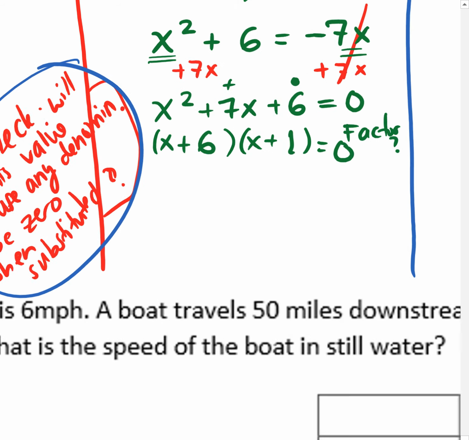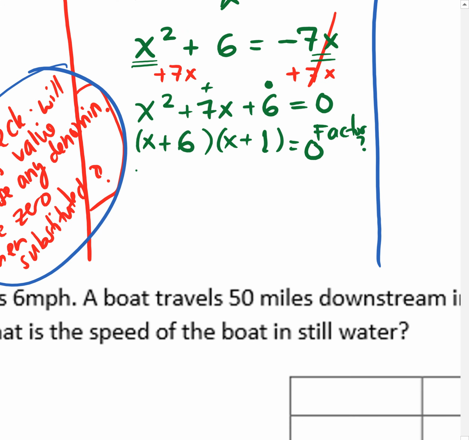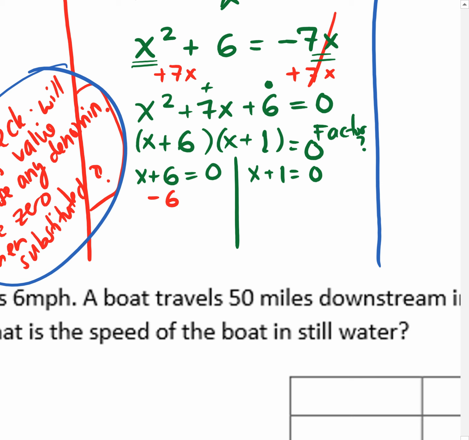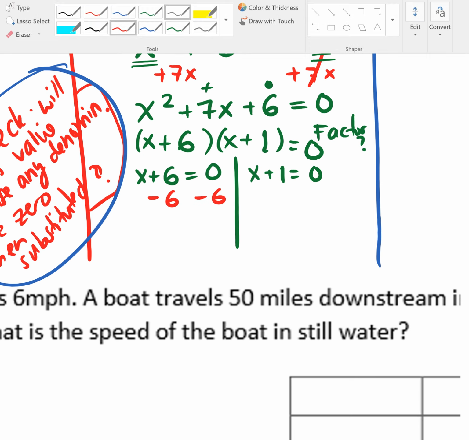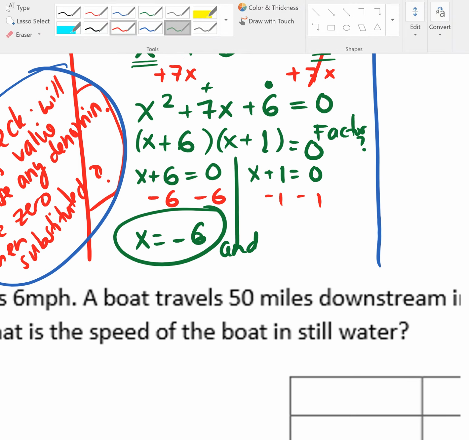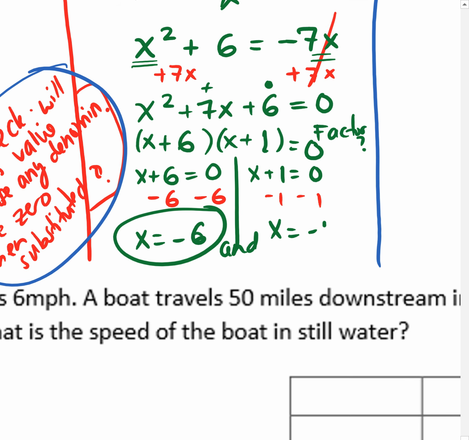Now that I've factored it, I'm going to set each factor equal to 0. x plus 6 equals 0, x plus 1 equals 0. And if I solve each of these individually, this one by subtracting 6, I get negative 6 as one solution. And let's see what the other one will be. If I subtract the 1 to the other side, looks like -1 is the other solution.